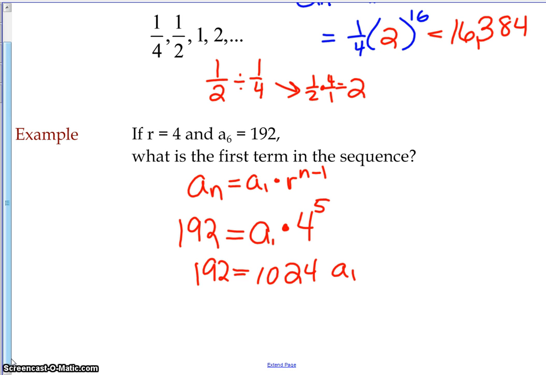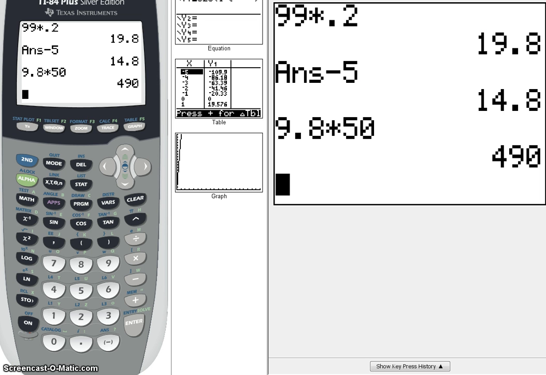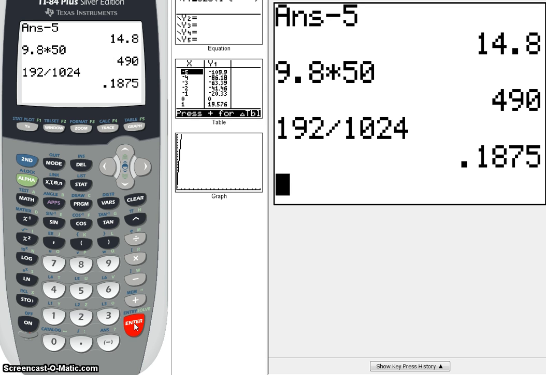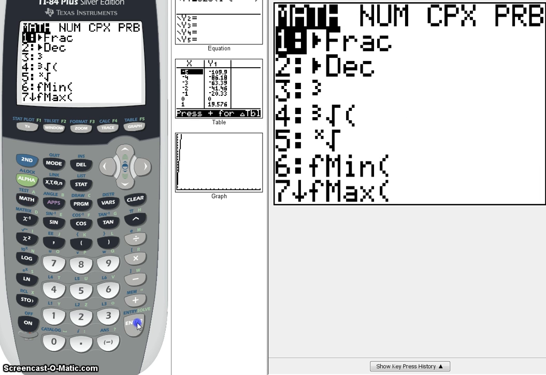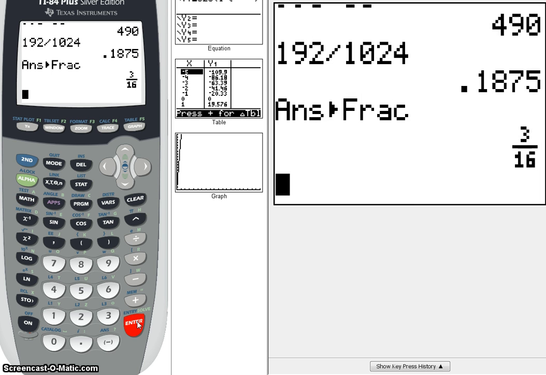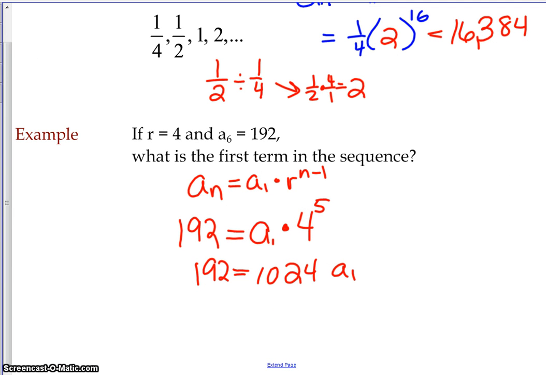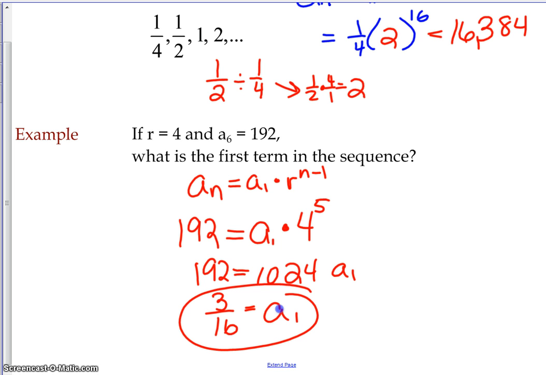Actually, I'm going to do this on the calculator because I wanted to show you. We have in here 192, and we're dividing by 1,024. We're going to get a decimal answer, but since we were working with fractions, I think it would be better if we did a fraction. So I hit math, enter, enter, and I got the fraction 3/16. I would have accepted the decimal answer of 0.1875, but I think the fraction is a little bit better way to go.